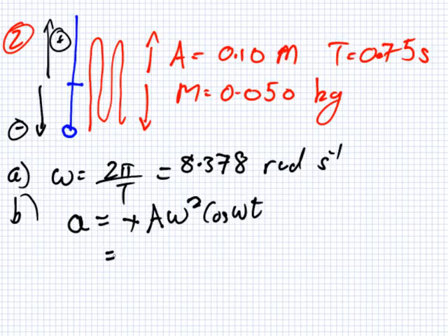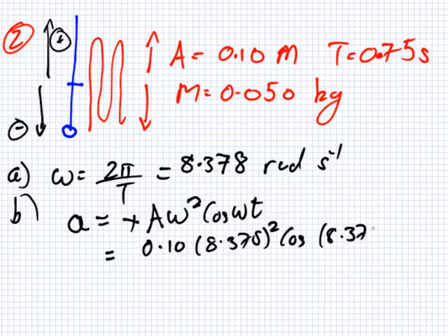Maybe not here. Let's worry about exam questions later. A is 0.10. The omega is 8.378, squared, cos omega, and it's after 1 second, so t is 1.